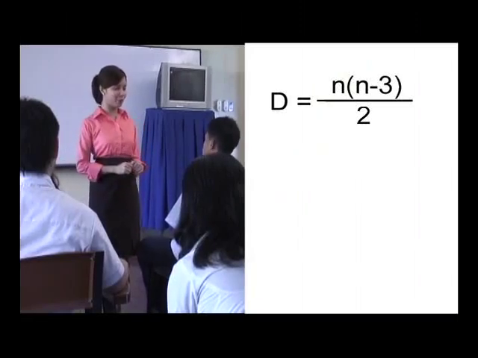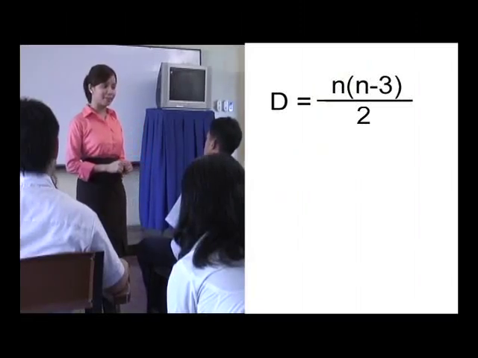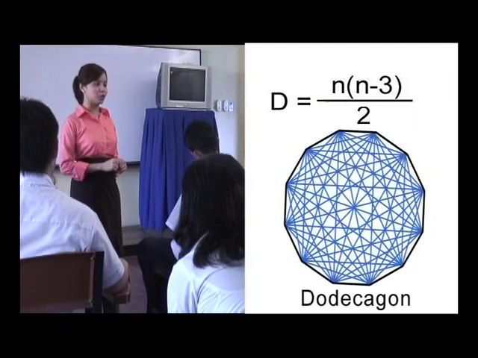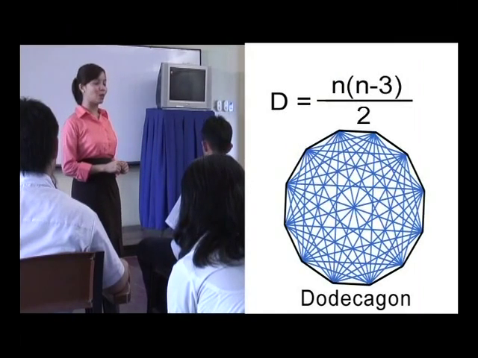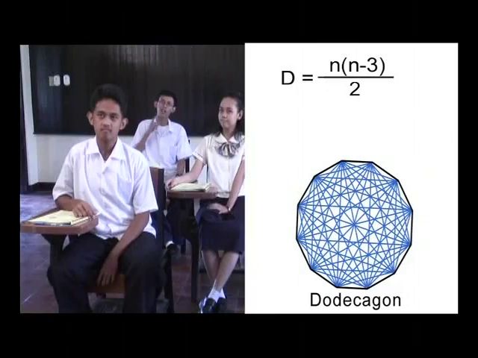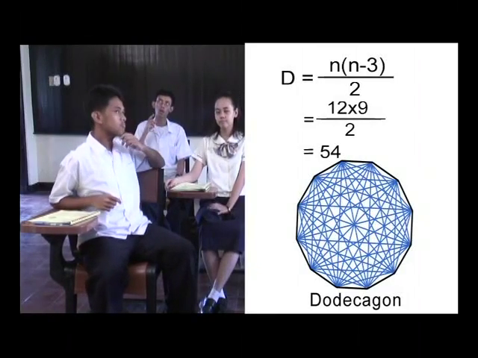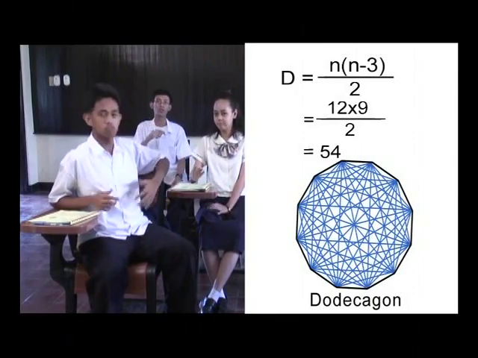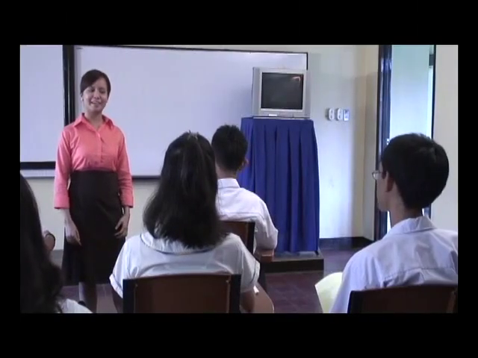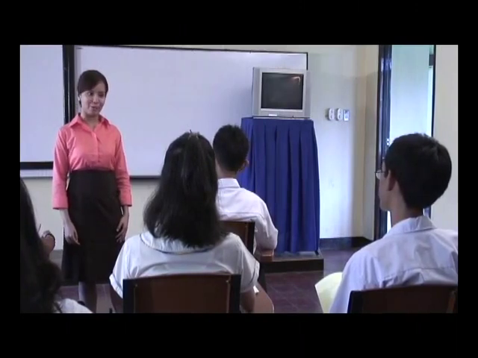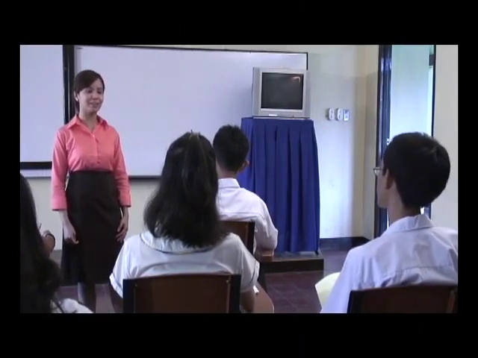So we now have our formula. Using this formula, how many diagonals would a dodecagon, which is a polygon with 12 sides, contain? That would be 1/2 of 12 times 9, or 54. Yes, that's right. Imagine how hard it would be if we have no formula and we have to count the diagonals here. I won't even try.